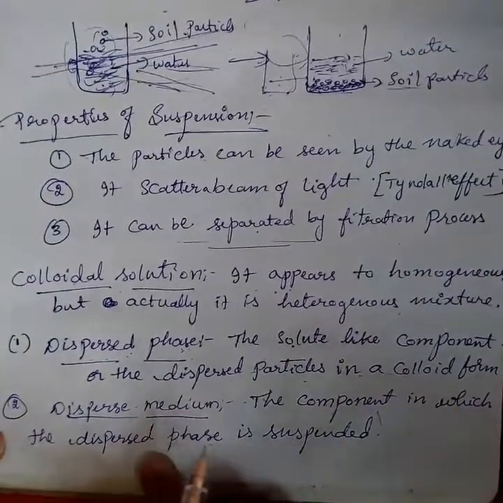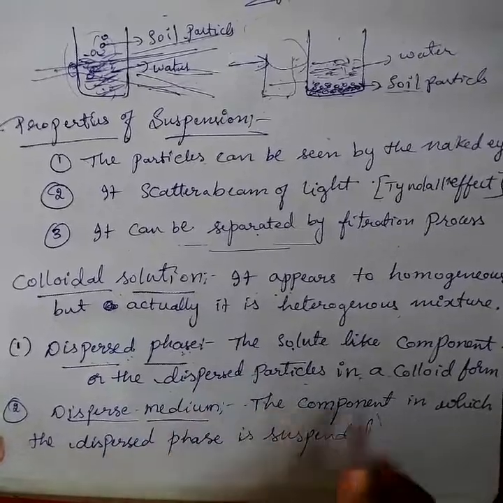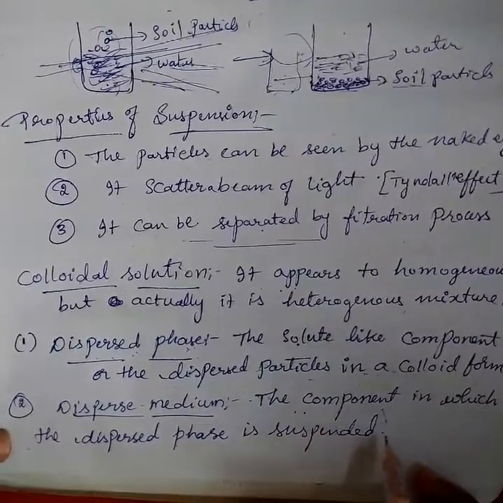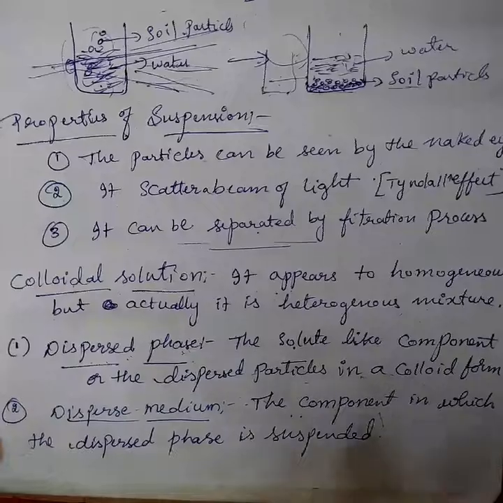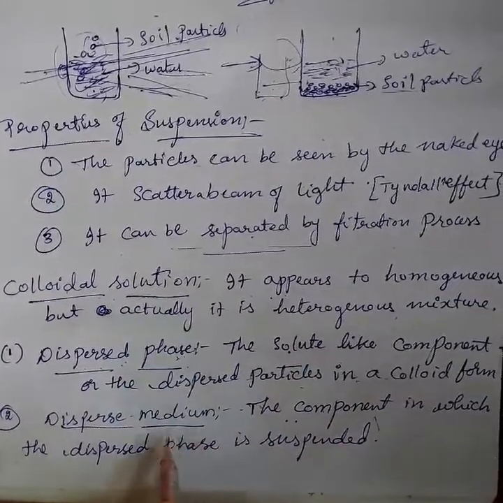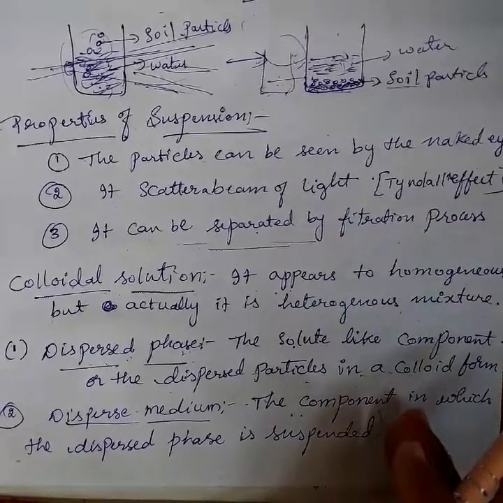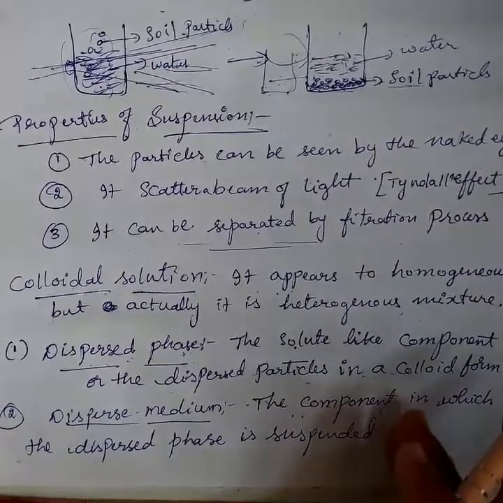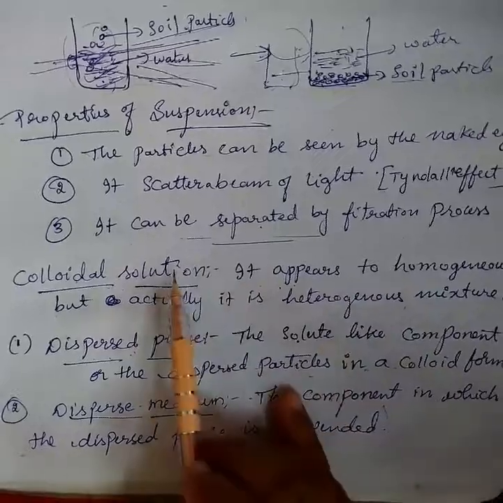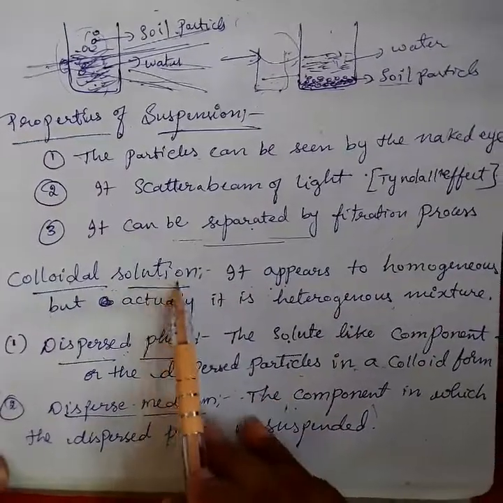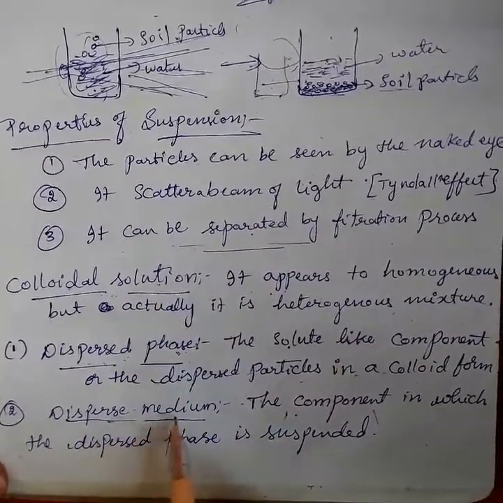That is called the dispersing medium. It means it takes a large amount in this solution, called the dispersed medium. In a solution, solute takes a small amount and solvent takes a large amount. In the same way, a colloidal solution also has two components, the dispersed phase and the dispersed medium.